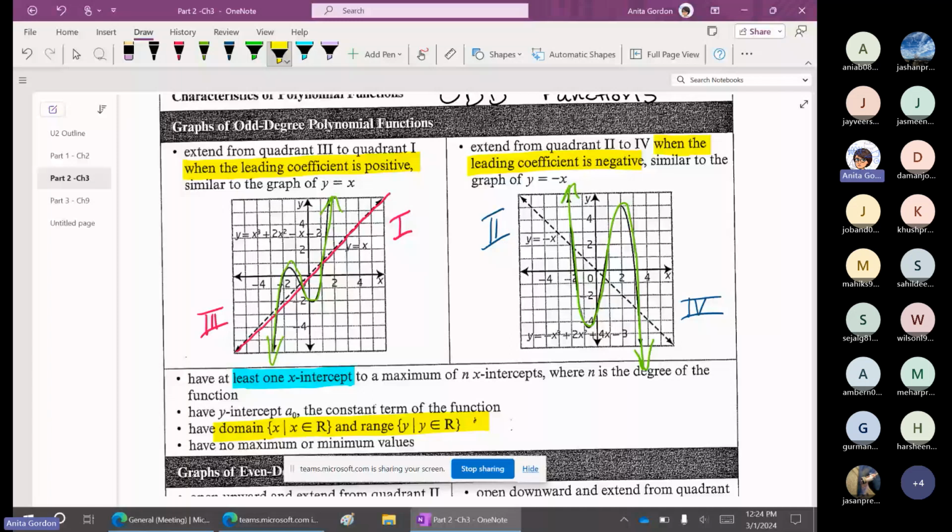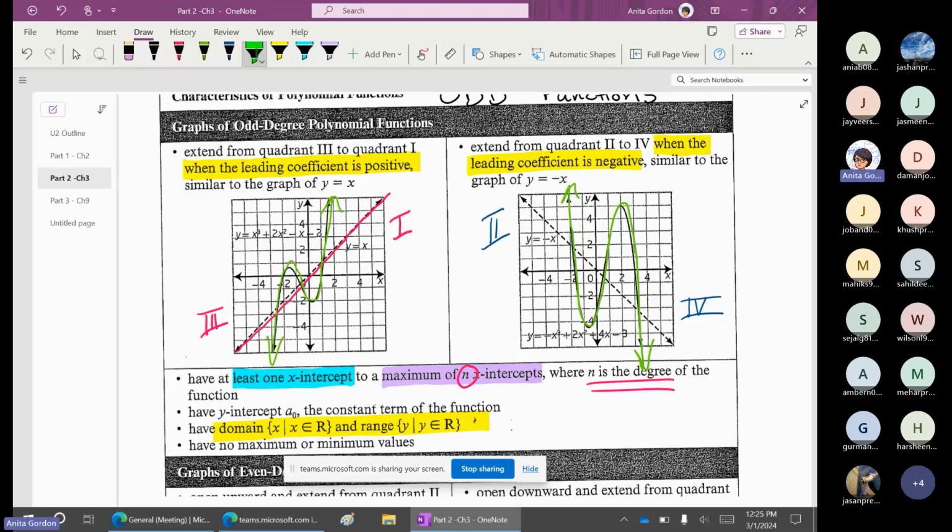Now, it's possible that it crosses the x-axis multiple times. So the maximum number of x-intercepts it can have is n, which represents the degree of the polynomial. So if you have a third degree, the maximum number of x-intercepts we can have is 3. Same with 5 and 7 and all the other ones.